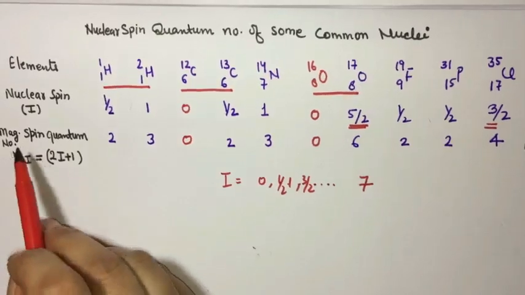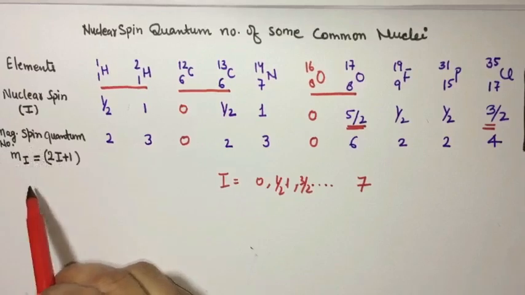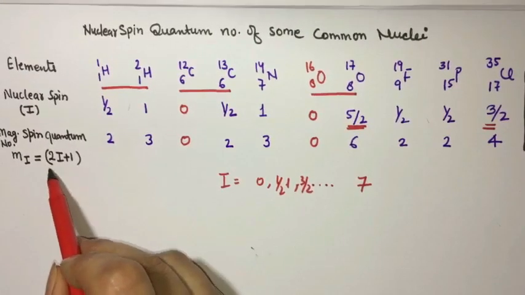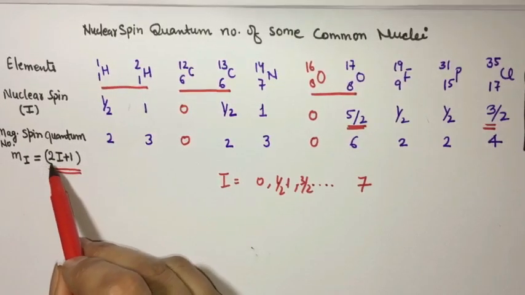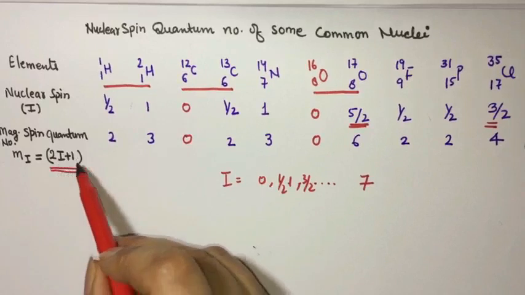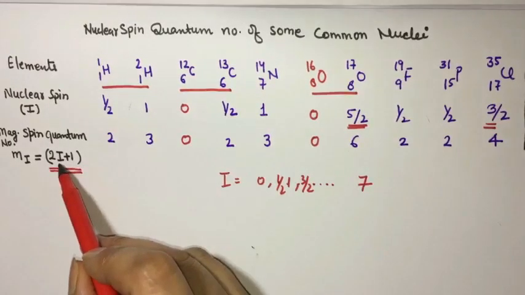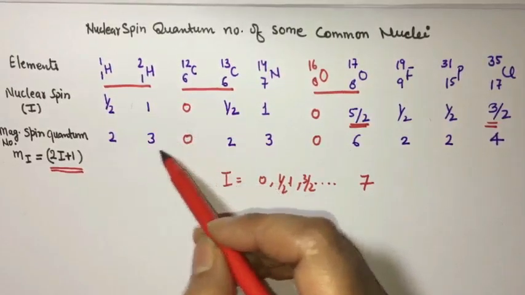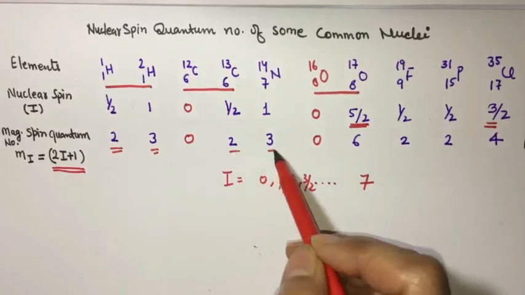Now, the new term which we introduce over here is the magnetic spin quantum number, that is MI. This suggests the spin multiplicity. This spin multiplicity is equal to 2I plus 1 values, where I is the nuclear spin value. So, the spin multiplicity of these nuclei has also been summarized over here.